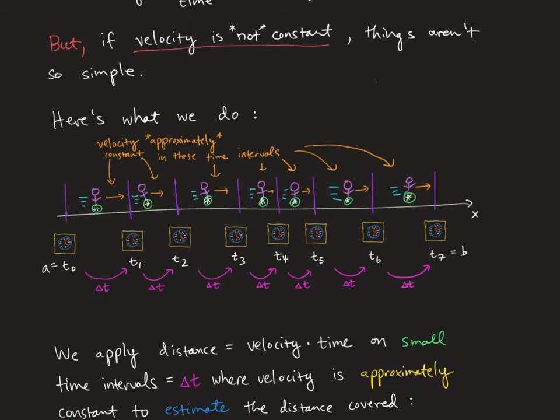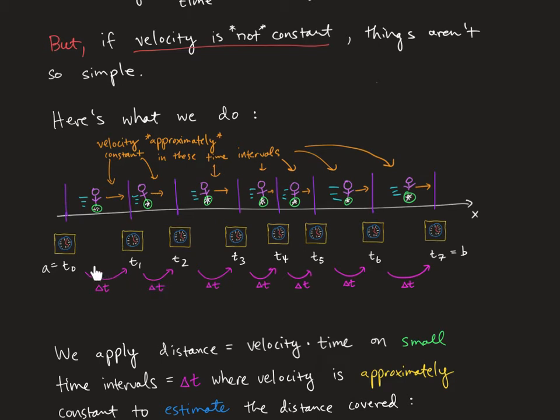Since velocity is approximately going to be constant throughout this interval here, I can just take any time between, say, t0 and t1, look at the velocity there, and then if I do that velocity times time, that will approximately be the distance that's spanned in this time interval here.